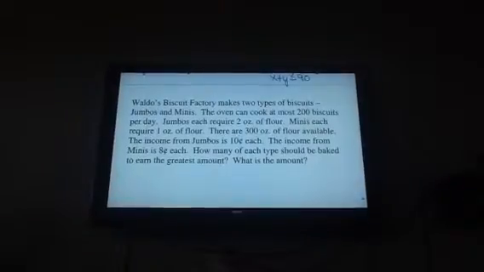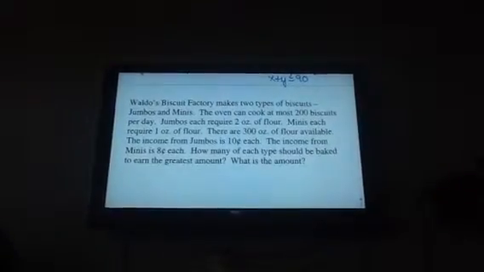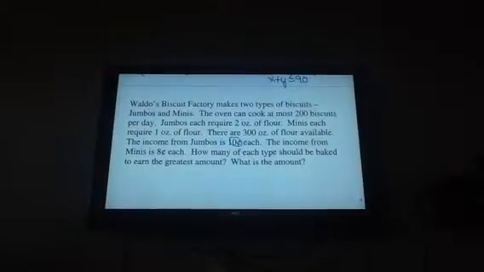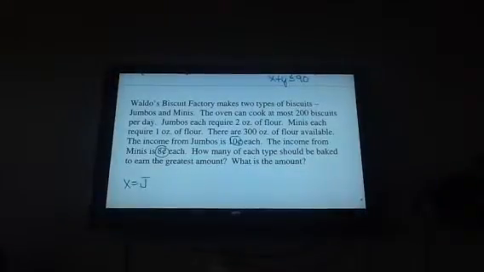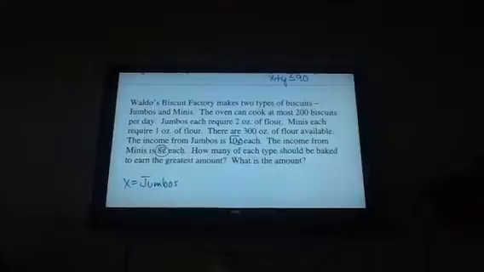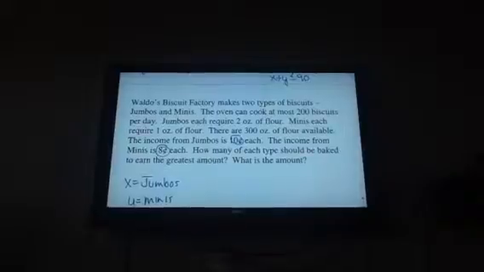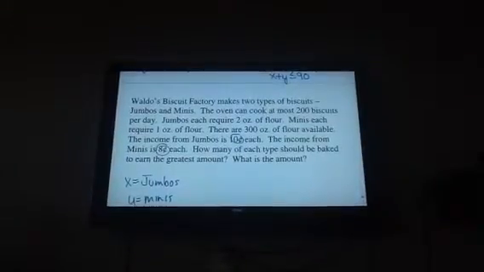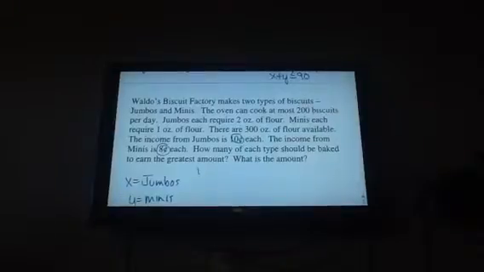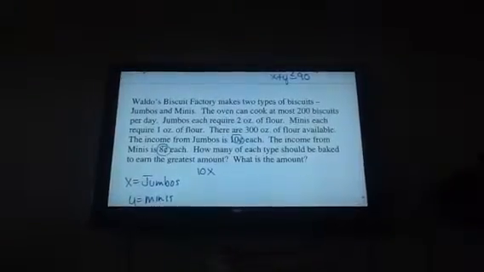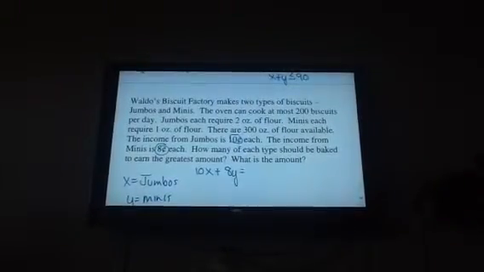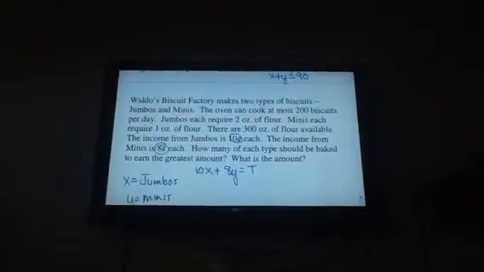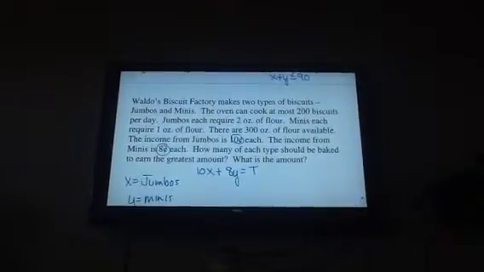So again, we're trying to make some money. We're trying to maximize our profit. So these numbers that deal with profit are going to go into the objective function. So I'm going to let X be jumbos and Y be minis. The objective function is probably going to be the simplest part for you. So the income from jumbos, 10 cents times every jumbo biscuit plus 8 cents times every mini biscuit equals the total amount of money that I would make. That's my objective function. Always an equation.